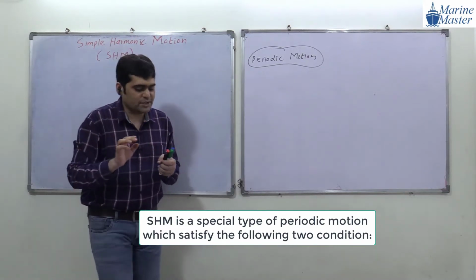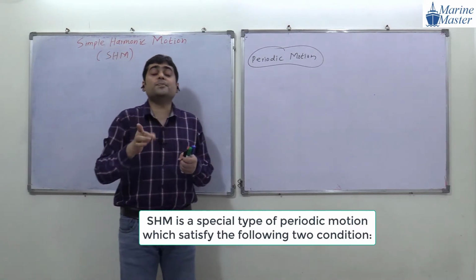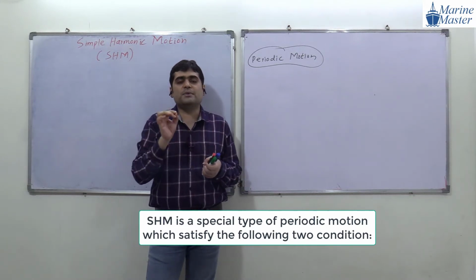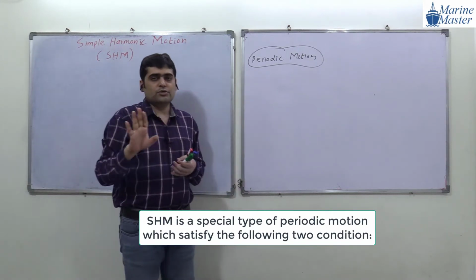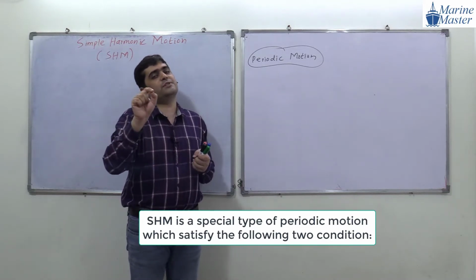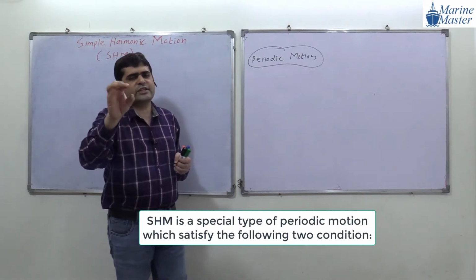So SHM means a special type of periodic motion, which means it is a periodic motion. Now what is meant by periodic motion first of all? You have written SHM is a special type of periodic motion which satisfies the following two conditions. Before going further, which two conditions does it satisfy?